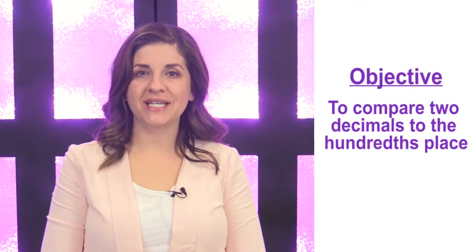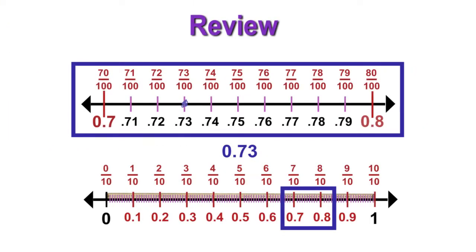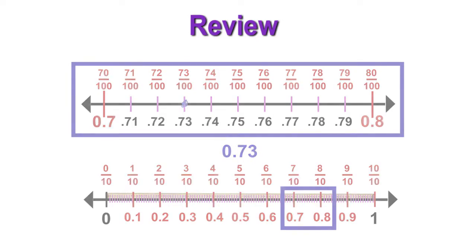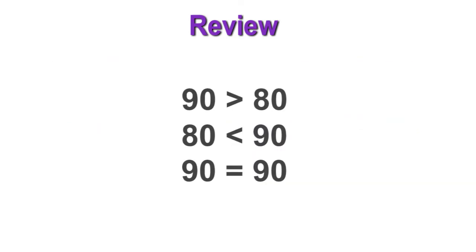The objective for this lesson is to compare two decimals to the hundredths place. In previous lessons, students have written and modeled decimals to the hundredths. Students have also generated equivalent fractions with denominators of 10 and 100 for decimal numbers to the tenths and hundredths. They have also compared whole numbers using the symbols greater than, less than, or equal to.